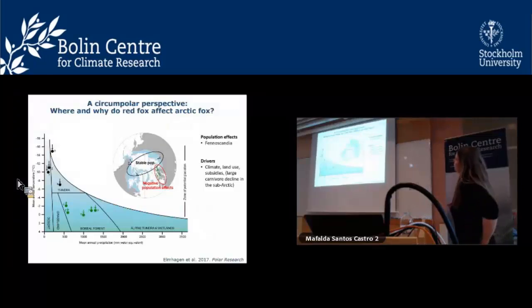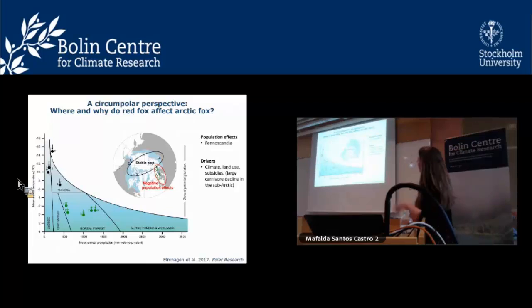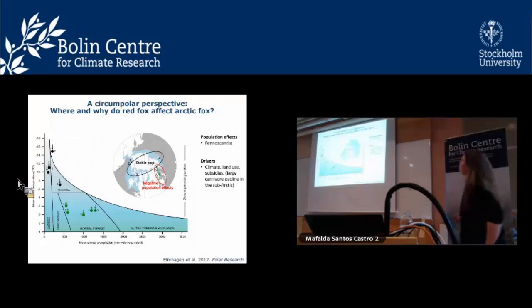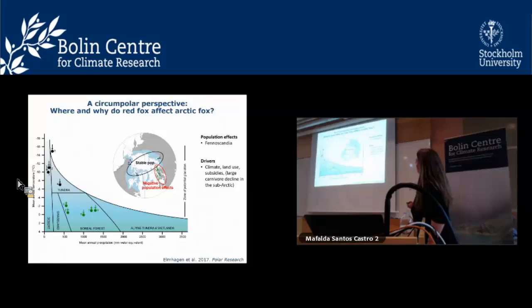And in relation to red foxes, this is the mean annual precipitation and temperature position of different places in the Arctic where they have been studying Arctic and red fox interactions. And we see that in the ones here, which are relatively warm, we see negative effects of red fox expansion on Arctic fox distribution and population density.